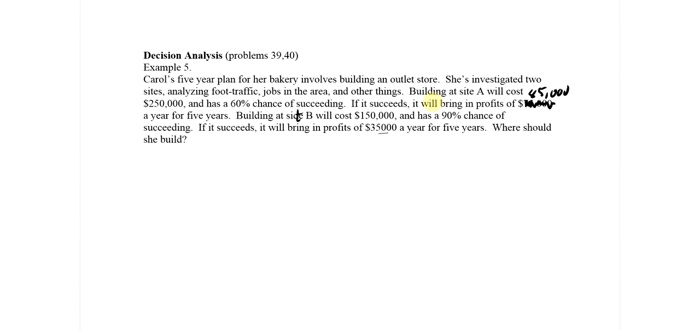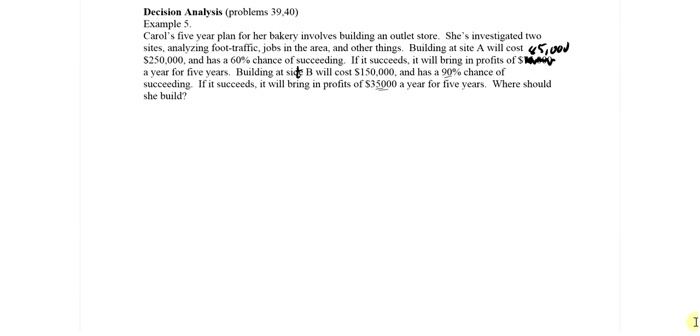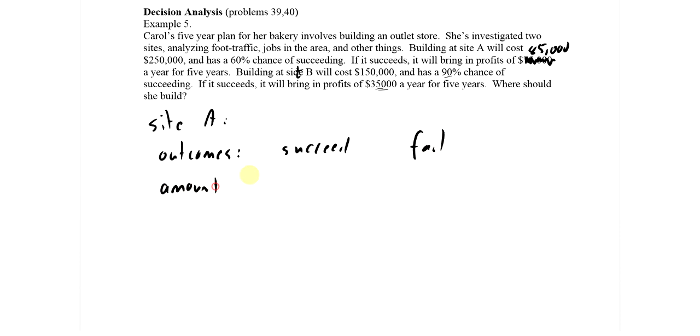So what she's facing is that Site A is more expensive, has a lower chance of succeeding, but if it succeeds, brings in a lot of money. On the other hand, Site B is less expensive to build, has a greater chance of succeeding, but doesn't bring in that much money. It brings in $50,000 a year less. So where should she build? Well, we'll do expectation values for the 2 sites. Site A, what are your outcomes at Site A? It could succeed, or it could fail. Right? What is the amount over 5 years if it succeeds at Site A?